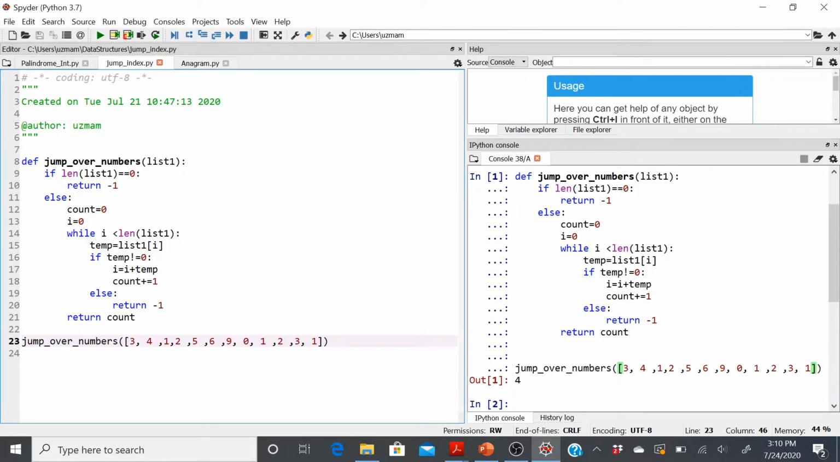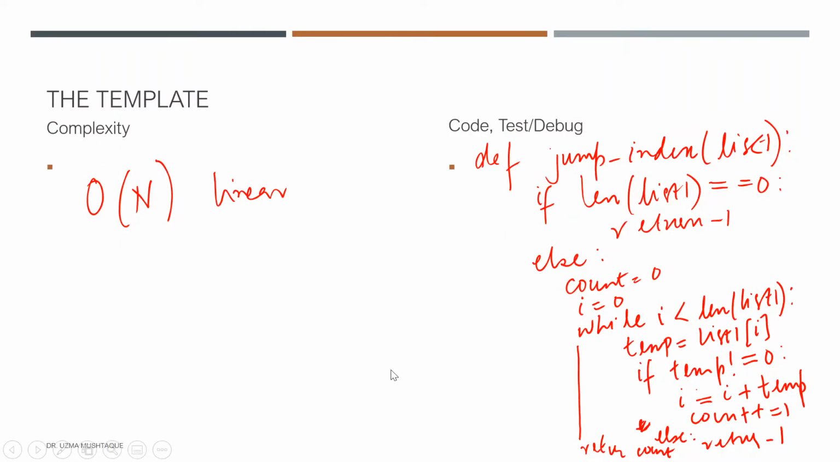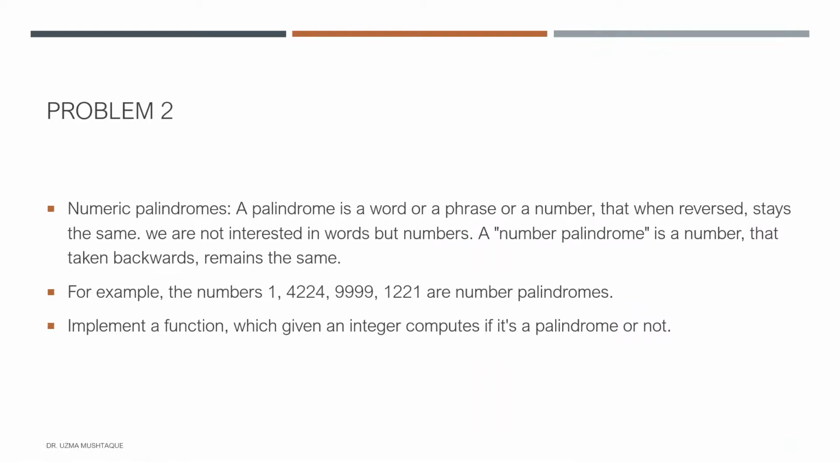Okay, let's look at problem 2, because this is about problem solving, array-based problem solving. Problem 2 is again a common problem asked in interviews: numeric palindromes. If you are not familiar with palindromes, it's a number that, taken backwards, remains the same. For example, all these numbers are palindromes. Whether I read it forward or backward, it stays the same, right? So the problem is asking us to implement a function which, given an integer, computes if it's a palindrome or not.